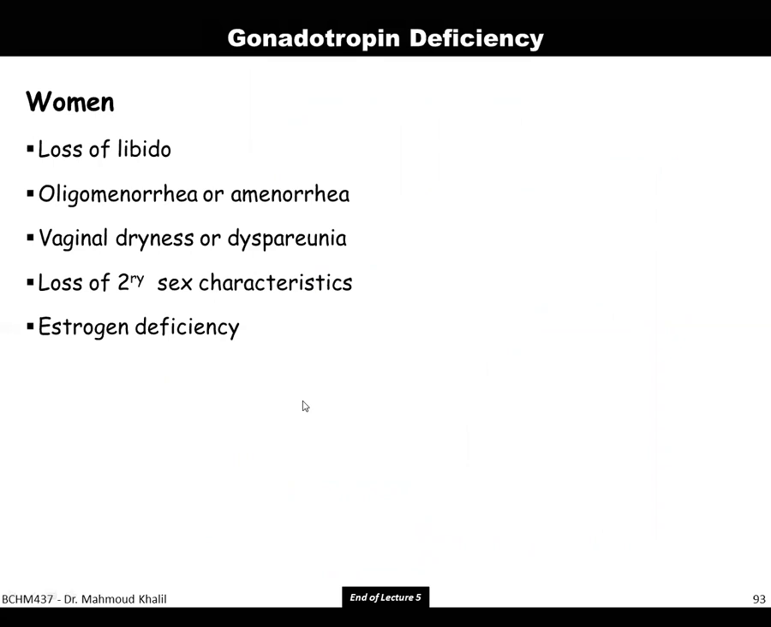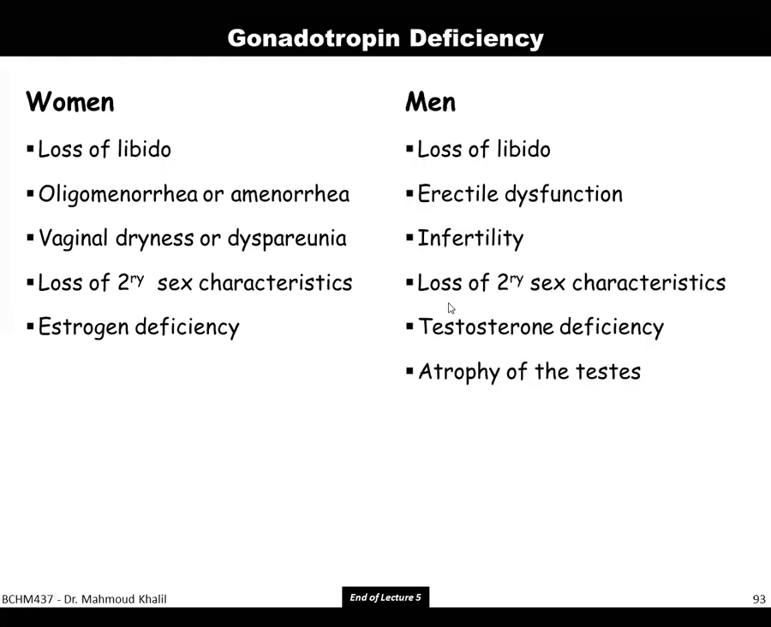So what about gonadotropin deficiency? In women, it may lead to loss of libido, as well as oligomenorrhea or amenorrhea, vaginal dryness or dyspareunia, loss of the secondary sexual characteristics, as well as deficiency in estrogen. While in men, it will lead to loss of libido, erectile dysfunction, infertility, loss of secondary sexual characteristics, deficiency in the testosterone, and atrophy of the testis.